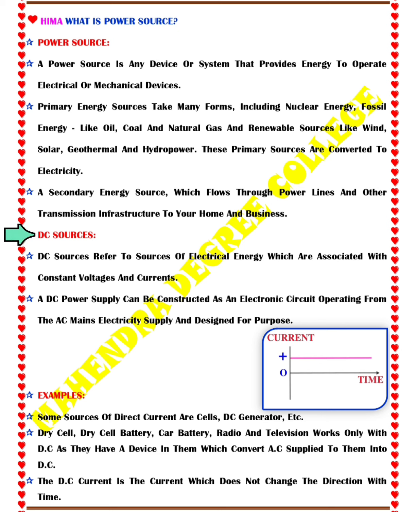Next, we will learn about DC sources. DC sources are sources of electrical energy that provide constant voltage and current in one direction only. Now, the types of DC sources.